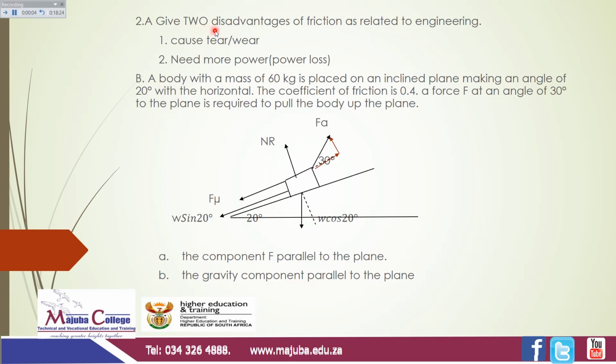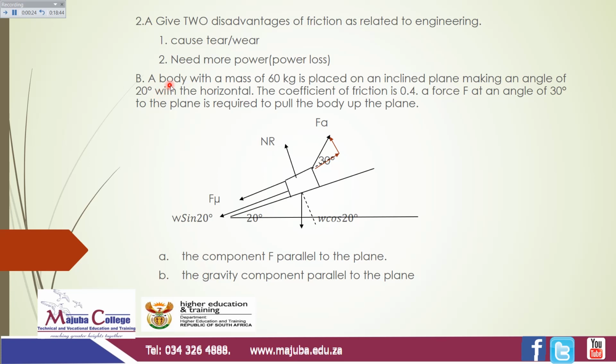Here we have to give two disadvantages of friction related to engineering. Your answer will be, it can cause wear and tear and it needs more power or more force, so it means there will be too much power loss.